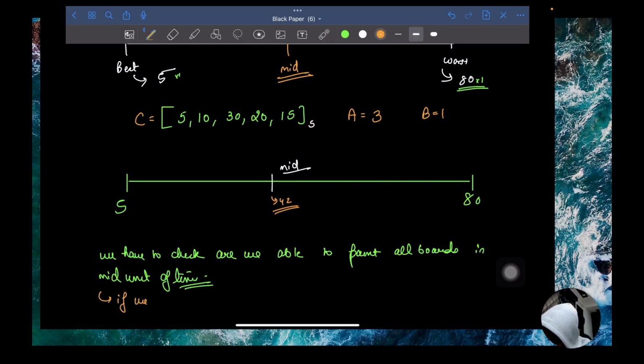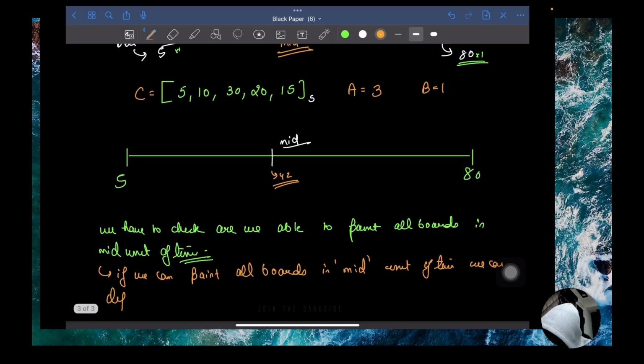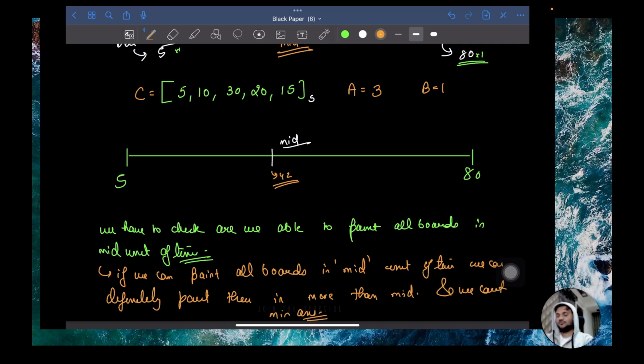If we can paint all boards in mid unit of time, we can definitely paint them in more than mid. And we want the minimum answer in which you can paint all of the boards, right?